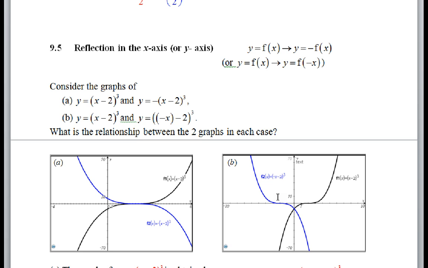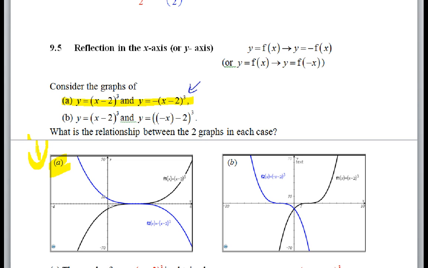Okay. Let's take a look. In A, the black one is (x minus 2) to the power 3. The blue one is y equals negative of (x minus 2) to the power 3. What is the relationship between the blue and the black? Of course, you know. Correct? You actually take negative of all the y coordinates for A. I'm talking about A here. You realize that the y is negative of everything, correct? So you will reflect in your x-axis.